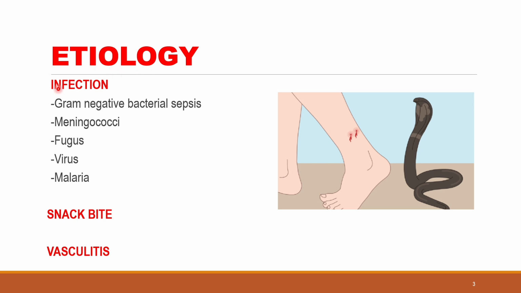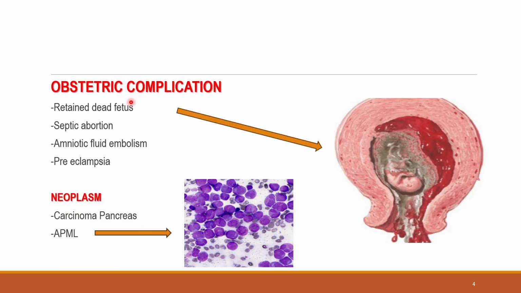So what is the etiology? First is infection. If the patient is having gram-negative bacterial sepsis within the blood, meningococcus infection, fungal infection, viral infection, widespread malaria in the body, then it can be a predisposing factor for DIC development. Snake bite will also lead to DIC. Vasculitis, vessel inflammation, is also responsible for DIC. Obstetric complications like retained dead fetus, septic abortion, amniotic fluid embolism, preeclampsia, that is a pregnancy induced hypertension condition, right? So in all those conditions, DIC can develop.